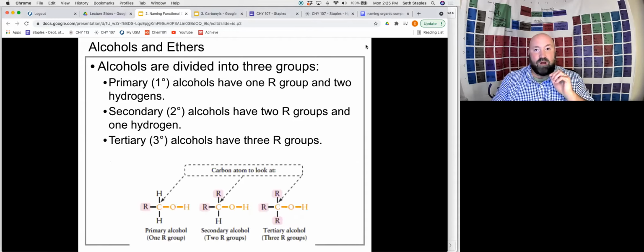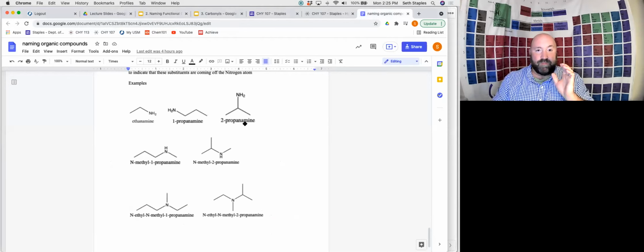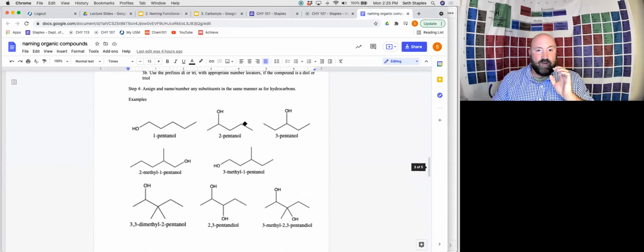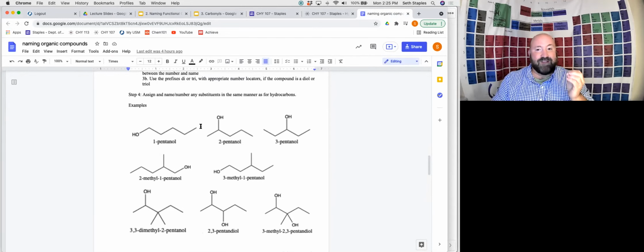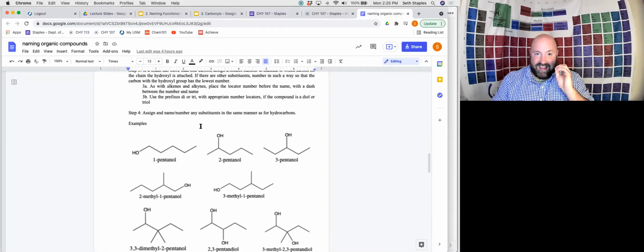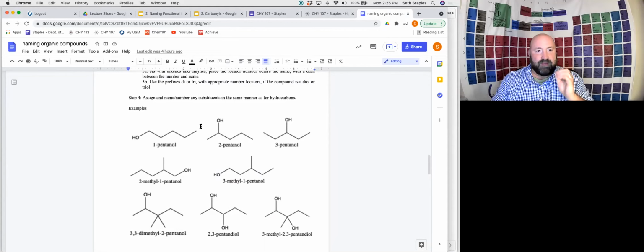Again, remember also that there is that naming organic compounds handout. Right now we're looking at alcohols, and this is the same information that we just went over, but with lots of different examples to look at. I highly encourage you to look at these examples and make sure that you are able to come up with those same names.